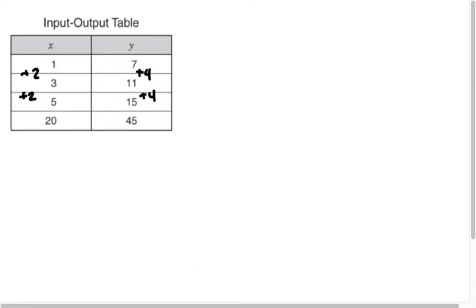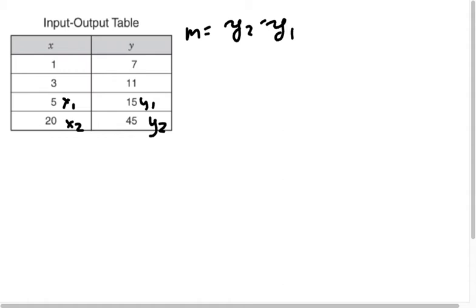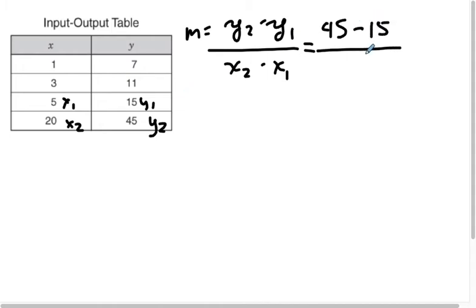All right, so to explain that to you, I'm going to take these two as my x sub 1 and y sub 1, and then this is my x sub 2 and y sub 2. And so to find the rate, my rate is going to be y sub 2 minus y sub 1 over x sub 2 minus x sub 1. So y sub 2 is 45, minus 15 as my y sub 1, and then x sub 2 is 20, minus 5 as my x sub 1. 45 minus 15 is going to be 30, and 20 minus 5 is going to be 15. And when you divide 30 by 15, you get a rate of 2. So 2 over 1 is your rate.